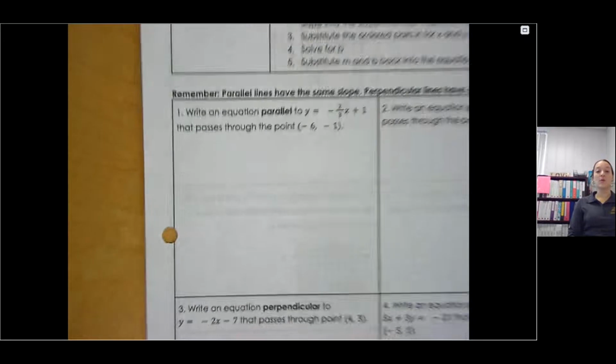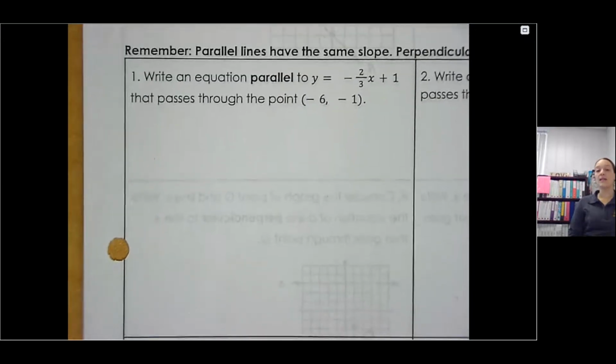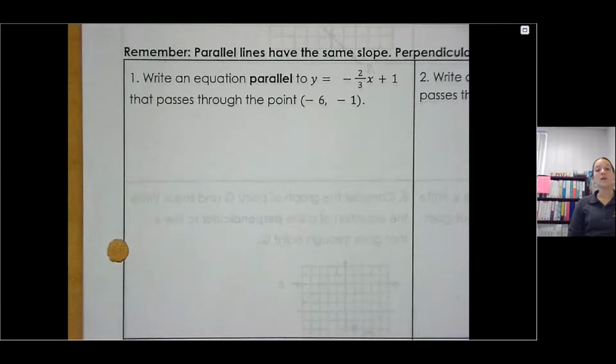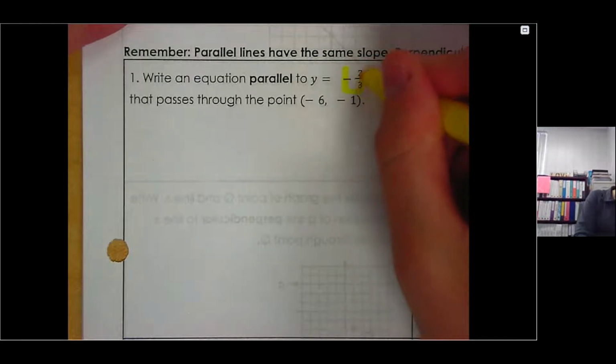So let's take a look at number 1. It says, write the equation of a line that is parallel to y equals -2/3 x plus 1 that passes through the point -6, -1. So step 1 is to rewrite the equation. Do I need to rewrite that equation? No, it's already done for me. Okay. Step 2, identify the slope. What's the slope? Great. I'm going to highlight it.